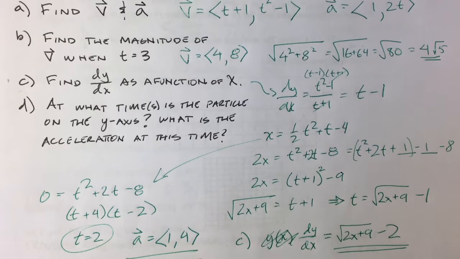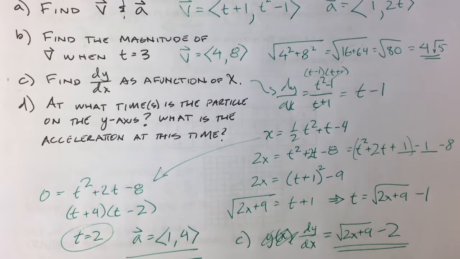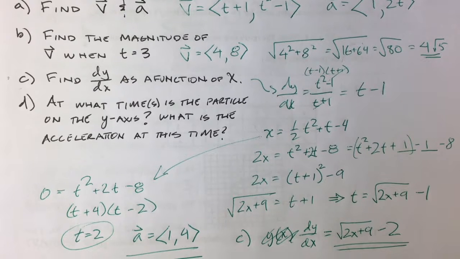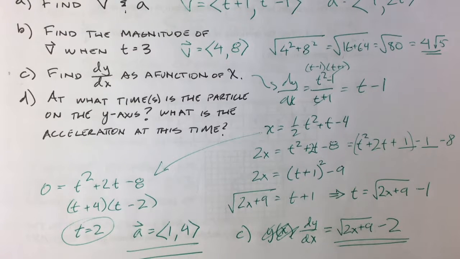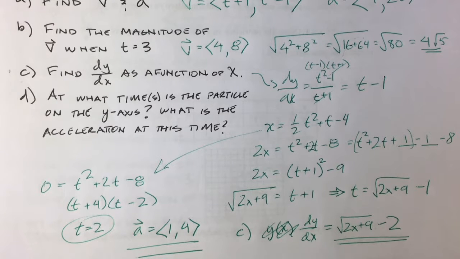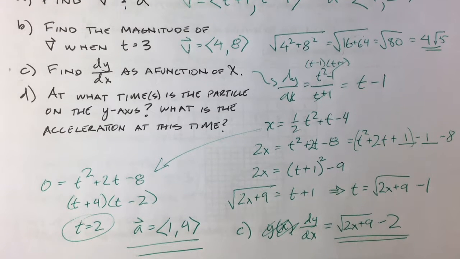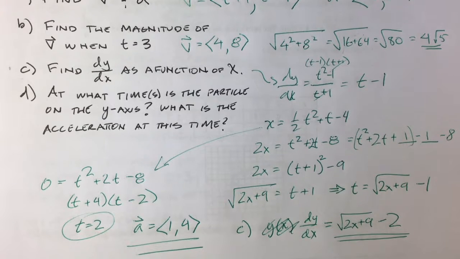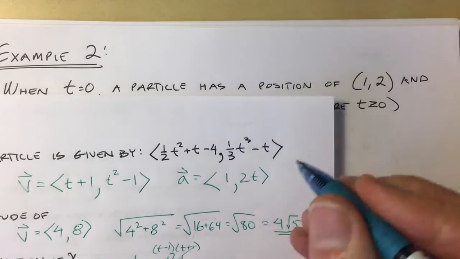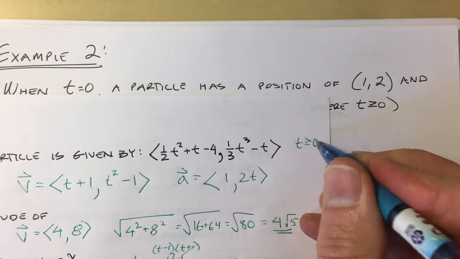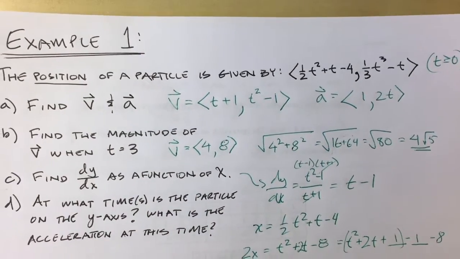Minus 9. Keep going then, so that's going to give me 2x plus 9 equals t plus 1 squared. So if I square root both sides, I'll get that. And then in this case, I can write the answer that t is going to be equal to the square root of 2x plus 9 minus 1. I did not say it up here, but it is really implied that t is going to be greater than or equal to 0. They will usually say that on an exam question.